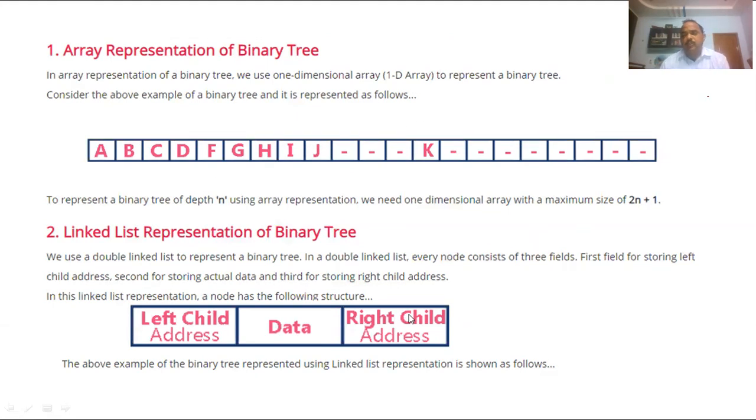Next one is linked list representation of a binary tree. In the linked list representation, each node has three parts, like a doubly linked list. The first part is the left child address. It holds the left child address.